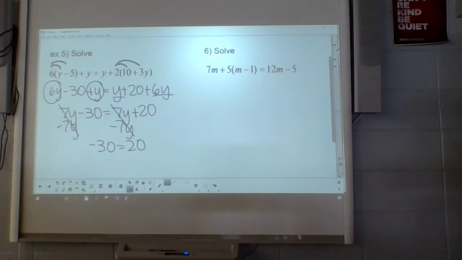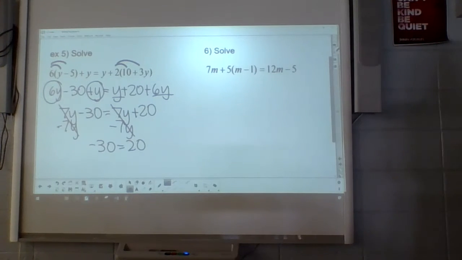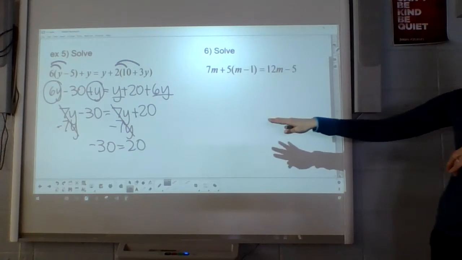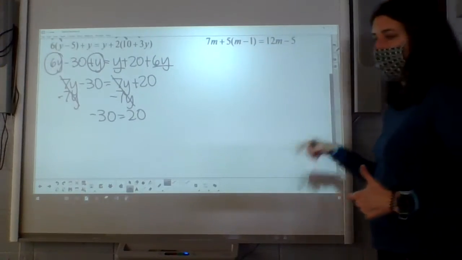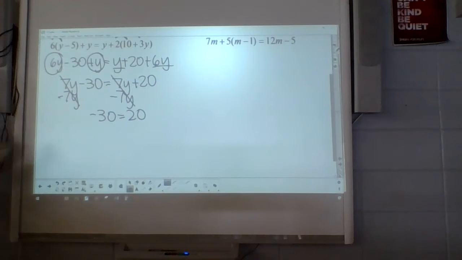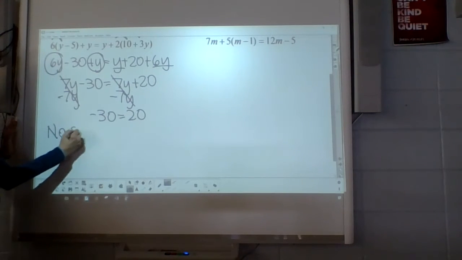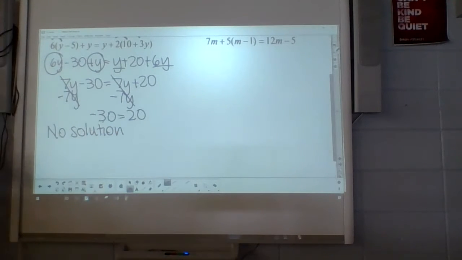So in math, this drove me crazy as a student. In math, sometimes things just aren't solvable. There's not an answer for this problem. There's no y value that would ever make this problem work. So we would say no solution for this. When we have this weird false answer that makes no sense, we say there's no solution. There's no answer that will make sense for this problem. There's no common ground.